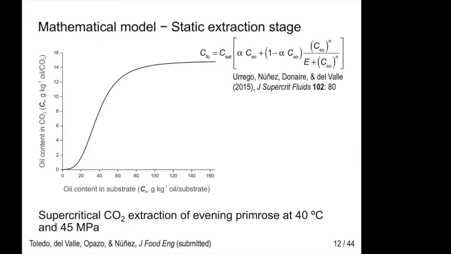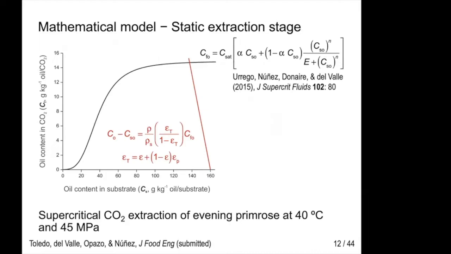In our model, we use the continuous function experimentally determined for pre-pressed rapeseeds by Urrego and co-workers in 2012, which is extrapolated to the extraction conditions of evening primrose at 40 degrees Celsius and 450 bar. To determine the final concentration in the solid and the fluid phases at the end of the static stage, we intersected the adsorption isotherm isobar with the mass conservation line for the oil.